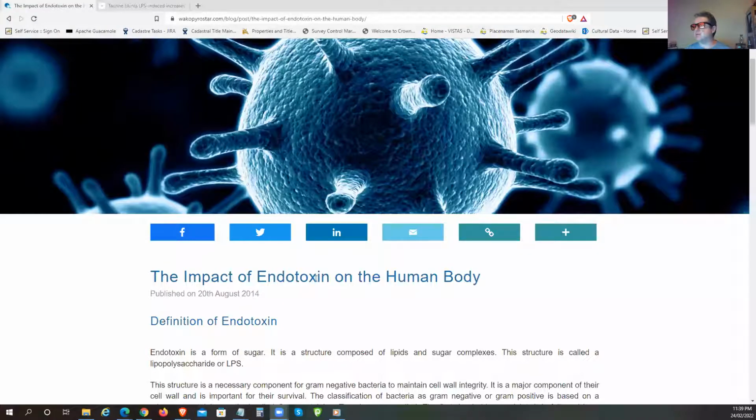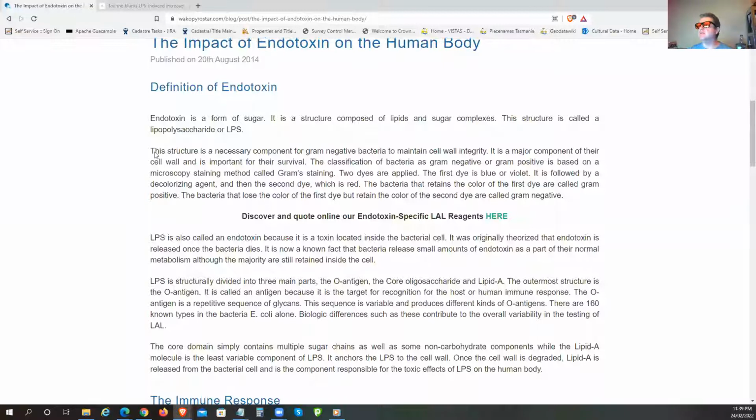So we can get a bit of an overview of the impact of endotoxins on the human body. This was put together in a post back in 2014. Endotoxin is a structure composed of lipids and a sugar complex. This structure is called lipopolysaccharide, or LPS.